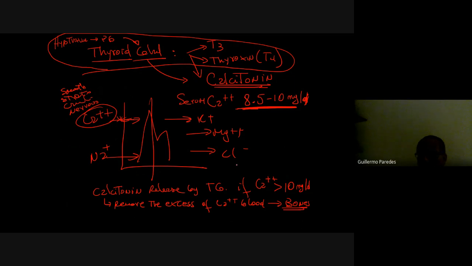When you have an excess of calcium, you don't want it. Listen to this, please: that excess of calcium is the stimulus for the thyroid gland to produce calcitonin. It is the high levels of calcium in blood that tell the thyroid gland to produce calcitonin in order to take out that excess of calcium from the blood and put it back into the bone. You okay with that?